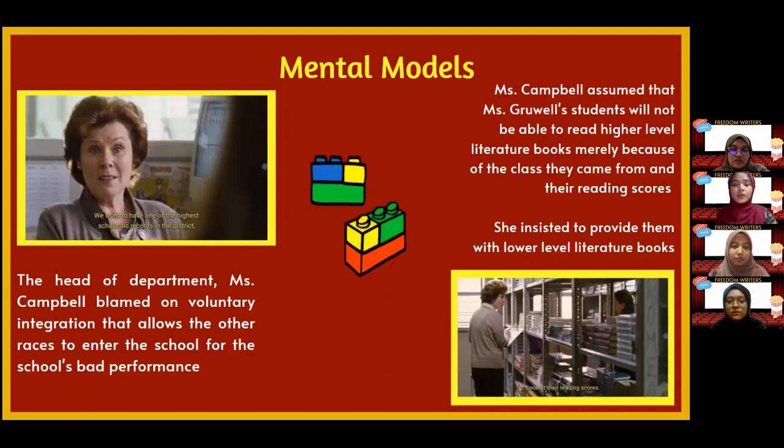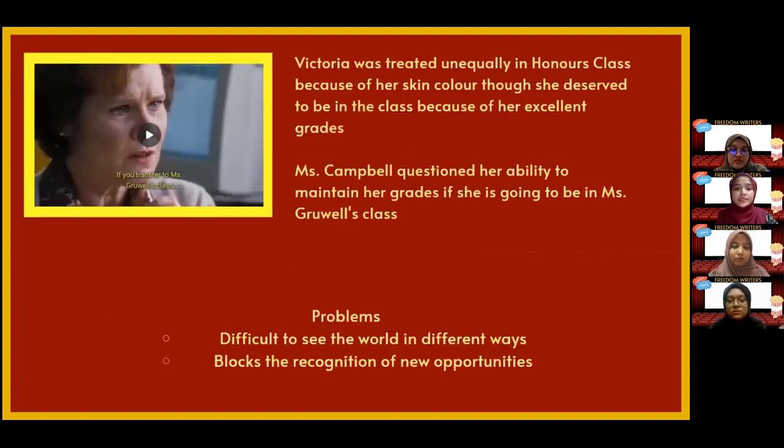Secondly, Miss Campbell also assumed that Miss Gruwell's students would not be able to read high levels of literature and insisted on providing them with middle schooler level books. Next. Let's watch the final scene to further understand this concept.